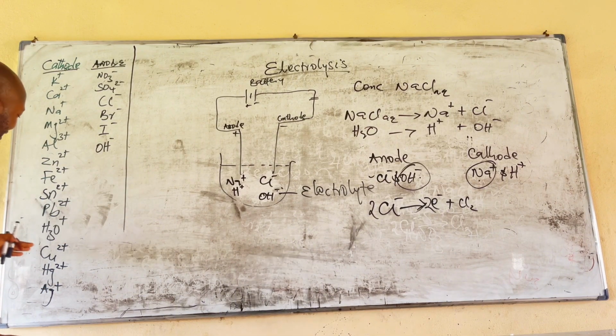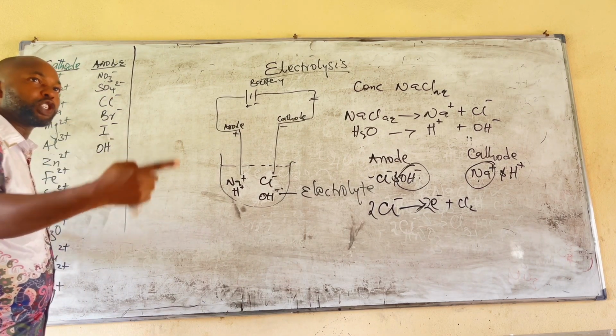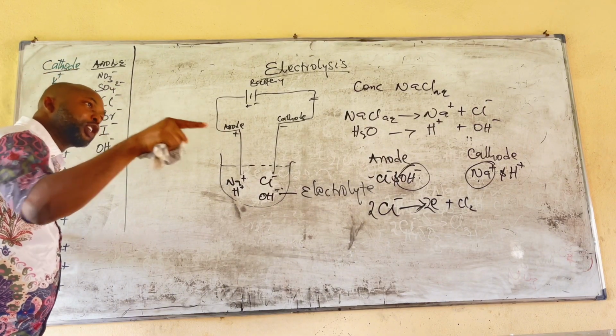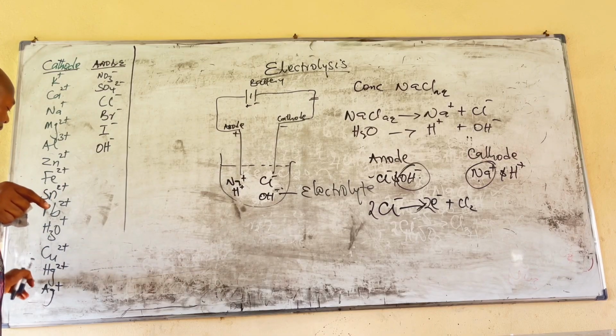Why are we interested in dealing with hydrogen? Because in all aqueous solutions there is always hydrogen. So we must know the position of hydrogen comparatively to the metal that will be confronting it. Only copper is below hydrogen, and argentum.